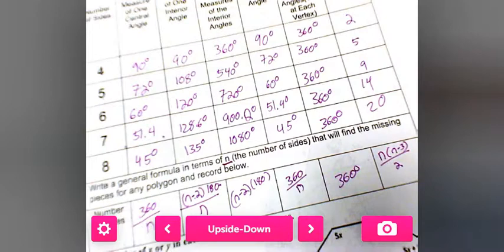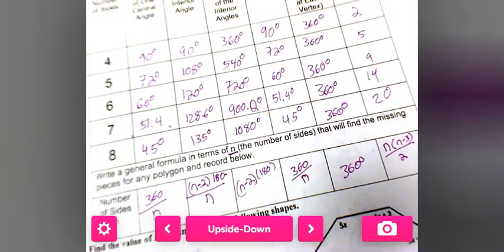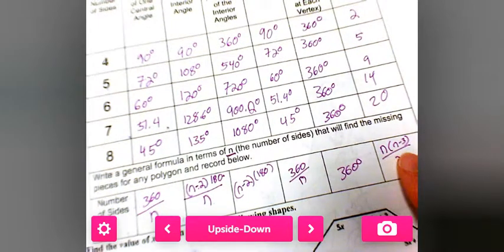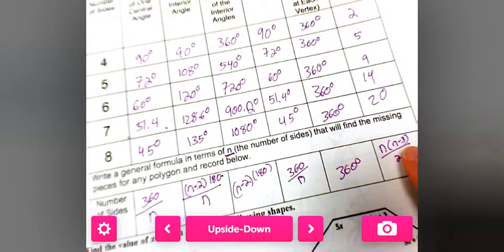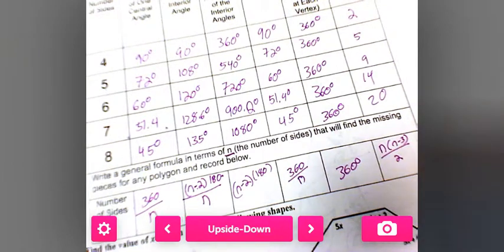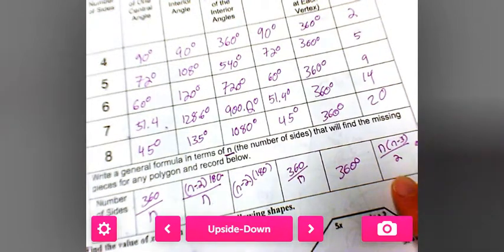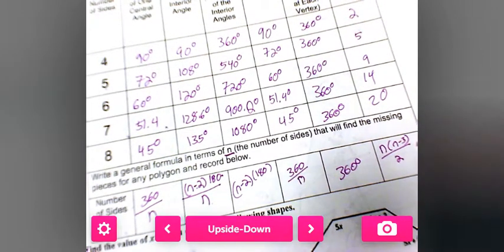Diagonals. And this is for each individual. This one, n times n minus 3 divided by 2. And this is for one vertex, I believe. So this is going to be a little bit different. Like if it has 8 vertices, you'd then have to times that answer by 8 to get it. I believe that's for one vertex.